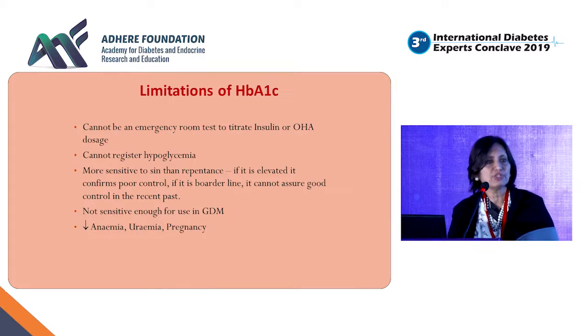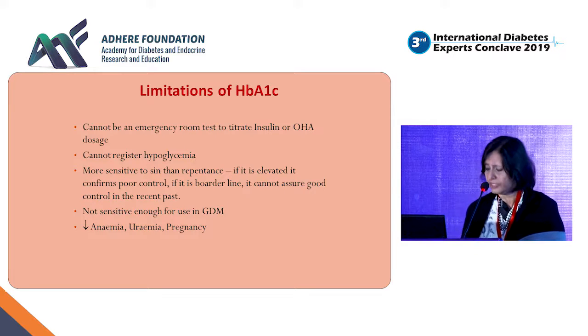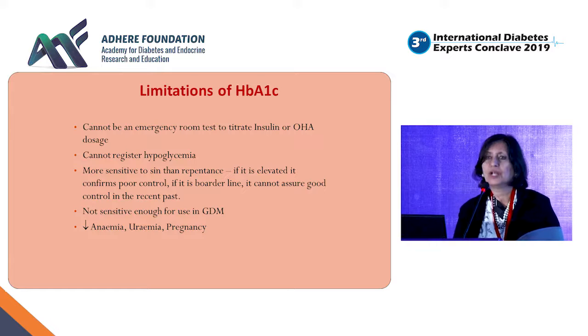But there are limitations of HbA1c. What are the limitations? It cannot be an emergency room test to titrate the levels of insulin or oral hypoglycemics. It cannot register hypoglycemia. It is more sensitive to sin than repentance. So if it is elevated, it confirms poor control. If it is borderline, it cannot assure good control in the recent past. And not sensitive enough in gestational diabetes. It is affected in anemia, uremia, and pregnancy.